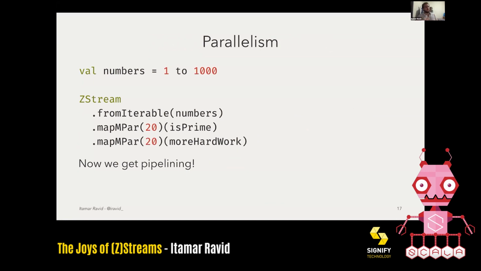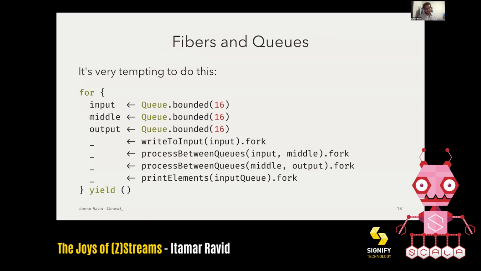Another way to solve this sort of pipelining problem that is very tempting, I admit, is what I call fibers and queues: stringing up a bunch of fibers, a bunch of lightweight processes, with queues that connect them. So we've got 3 queues here. We've got a fiber that writes to the input queue, a fiber that copies between the input and the middle, one that copies between the middle and the output, and one that prints the elements from the output queue. This should be the output queue, sorry.